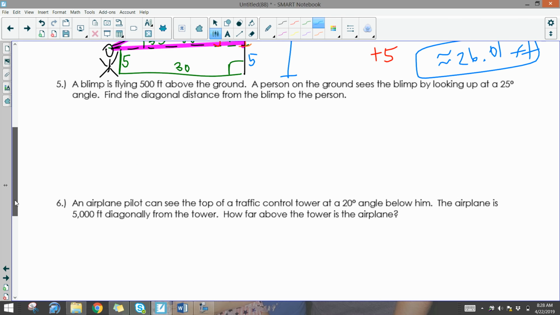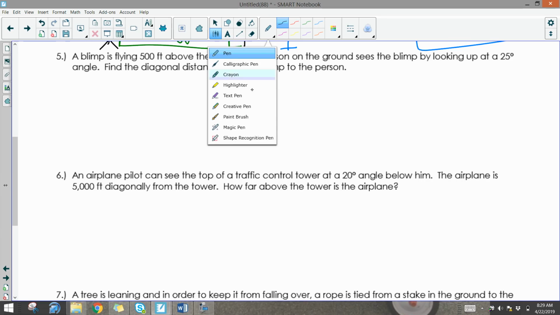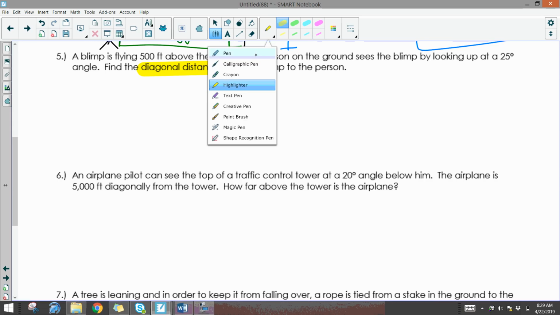Number 5. We have a blimp that's flying 500 feet above the ground. A person on the ground sees the blimp by looking up at a 25-degree angle. Find the diagonal distance from the blimp to the person. So this is what I was talking about at the top of the page. Do you see how this says find the diagonal distance? It's very obvious that I want the hypotenuse there.